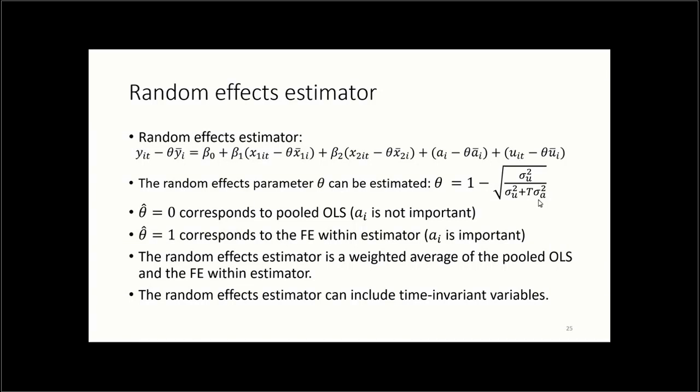And if the individual specific effect is not important, that's what tells us that we can just go ahead and estimate a pooled OLS model. So this random effects estimator would be a weighted average of the pooled OLS and fixed effects within estimator, basically. So it will be a number somewhere between 0 and 1, and we can estimate and see what it is from the model. One advantage of using random effects estimator is that it can include time invariant variables because it's multiplied by theta. So in this case, we can also keep the time invariant variables.